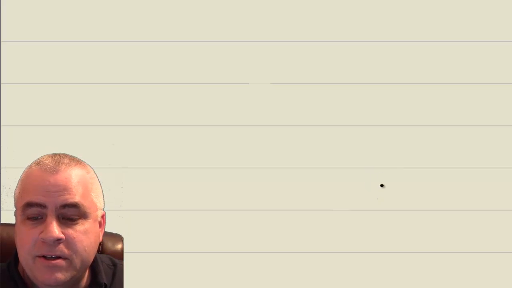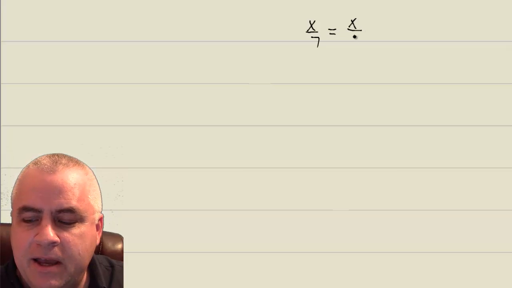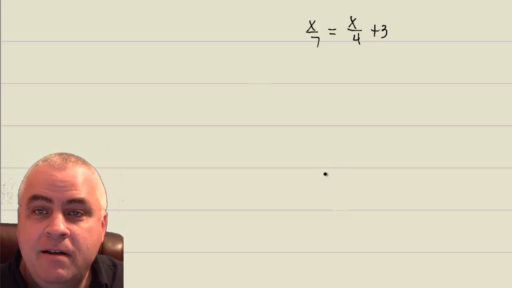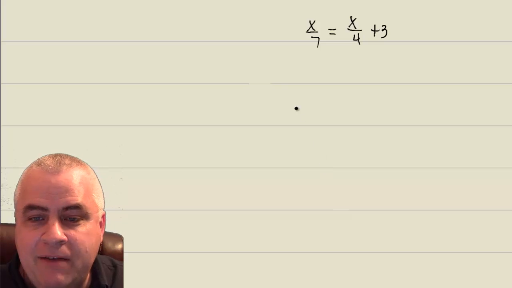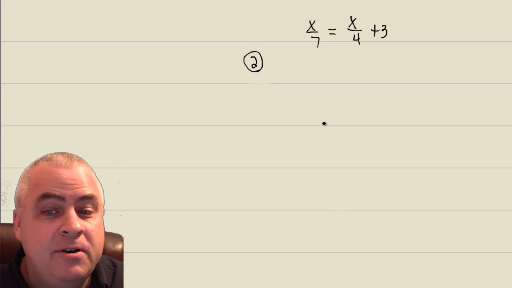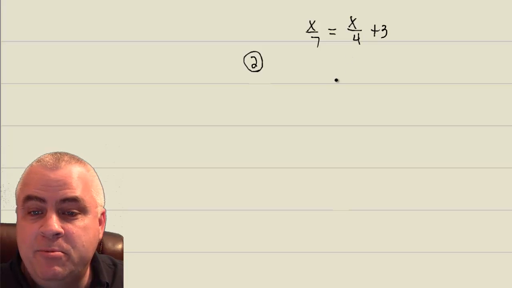Let's take a look at our 4th example. We've got x over 7 is equal to x over 4 plus 3. And we're going through our same 4 steps. First step is get rid of parentheses. Don't have any. Second step, get rid of fractions. Multiply everything by the LCM of all your denominators. We've got 2 denominators, 7 and 4. Our LCM would be 28.